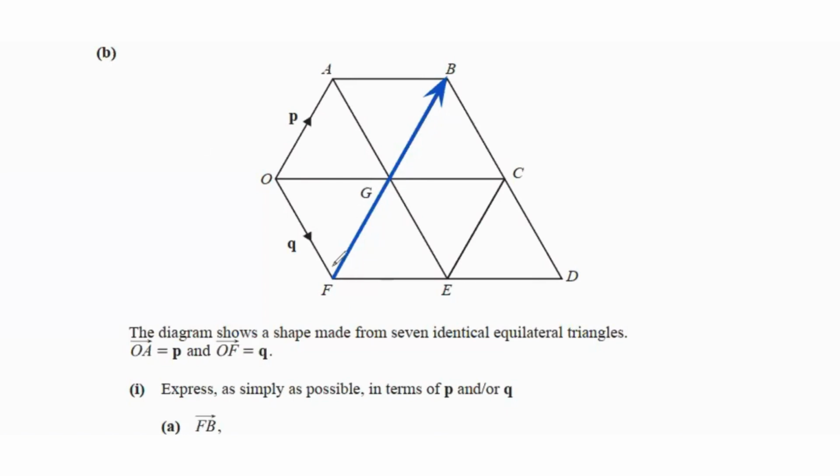So if we look at OA and FB, FB is basically twice OA because they're parallel. So this would equal P and this would also equal P. So FB would be twice OA, which is 2 times P, so 2P.